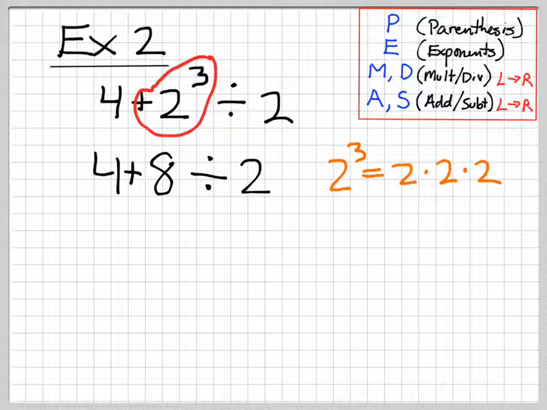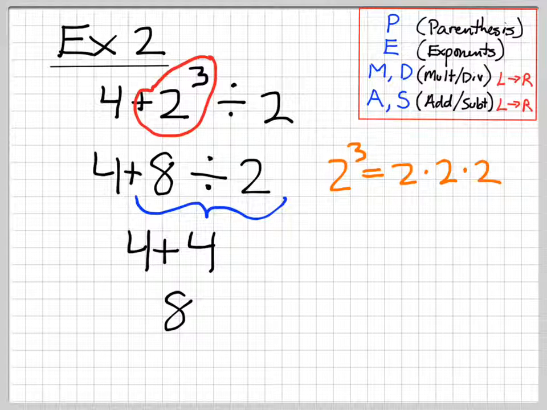And then I continue through my order of operations. I'm down to the third step, M and D. I do see some division. 8 divided by 2 is 4, positive 4. And then the last step, A and S, add and subtract. 4 plus 4 is 8. And I put a box around it so I can find it easily later.